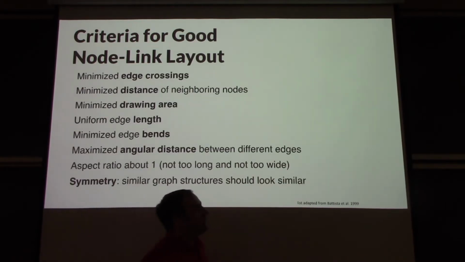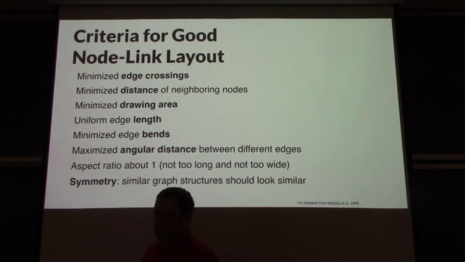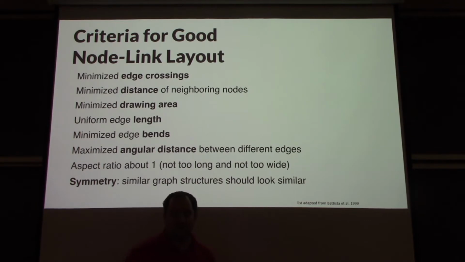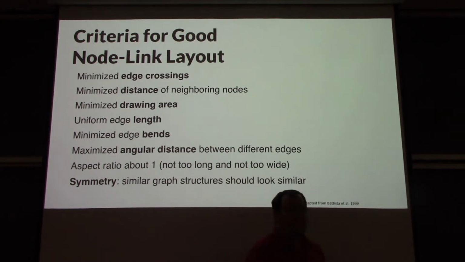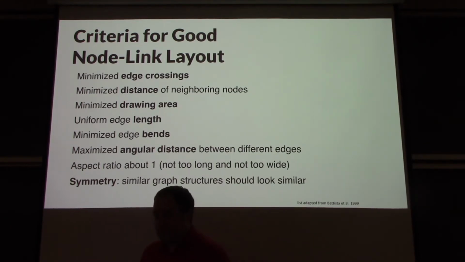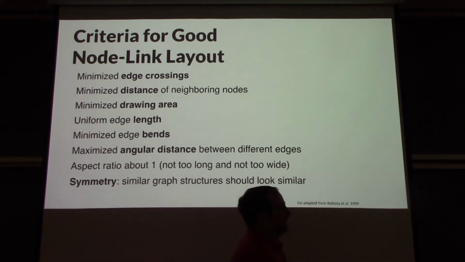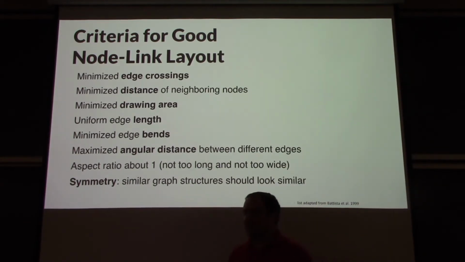So what are the criteria for a good node link layout? We definitely want to minimize the edge crossing. We want to minimize the distance of neighboring nodes. We want to minimize the drawing area, since we only have paper or screen of a certain size. We want to have a uniform edge length. We want to minimize edge bends. We want to maximize the angular distance between different edges. We want to have an aspect ratio of about 1. And similar graph structures should also look similar, so we want to have symmetry.